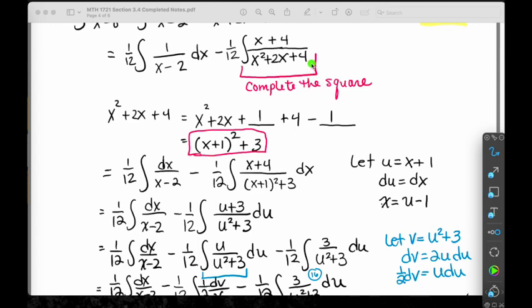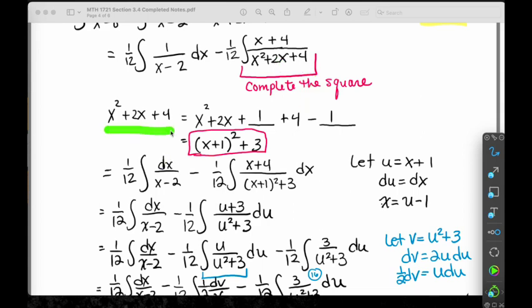But this one here, as you look at it right now, I can't use u substitution. There is no formula for this. And also, I can't use partial fractions on this again, a second time, because this is irreducible. So a neat trick that you can use so that you can use u substitution, you can complete the square on the x squared plus 2x plus 4.